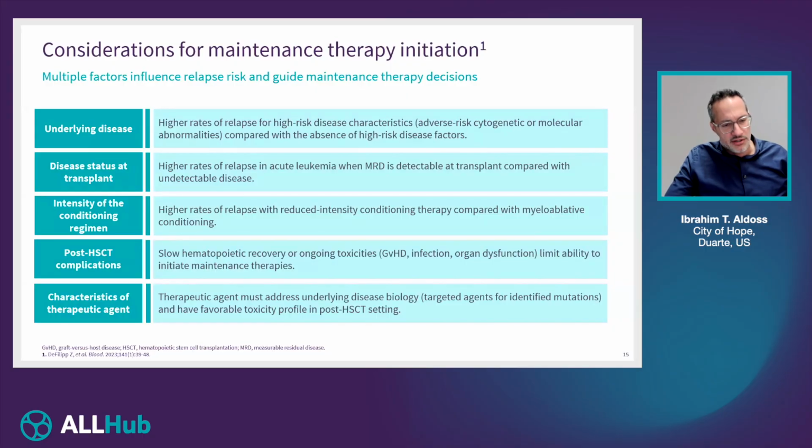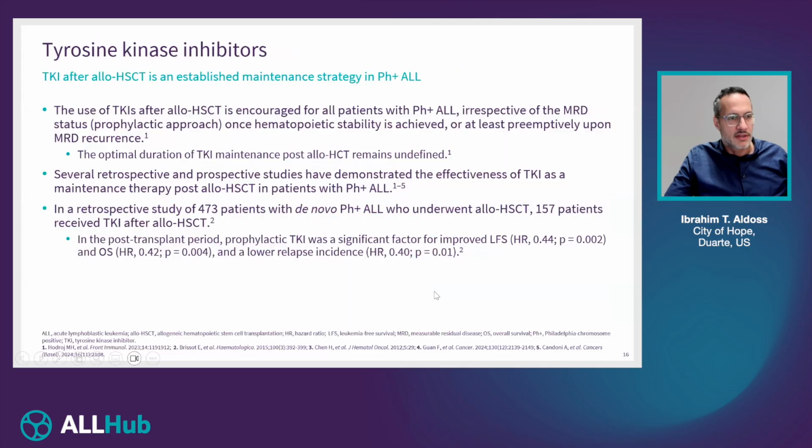And also the characteristics of therapeutic agents. Do they have any mutation that you can target with targeted therapy, like tyrosine kinase inhibitors, menin inhibitors potentially, for patients with KMT2A rearranged disease?